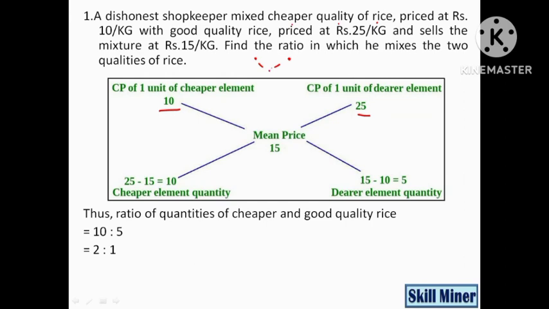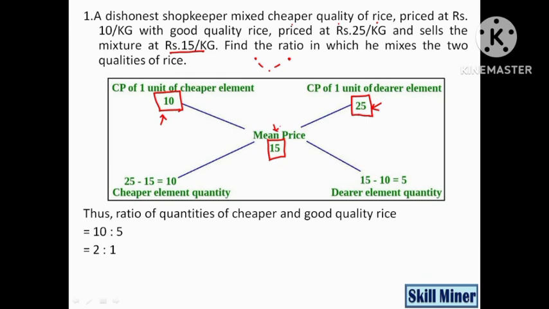Okay, see here, the cost of cheaper quality rice is given at the top left corner. The cost of good quality rice is given at the top right corner. And he is selling it for rupees 15 per kilogram. After mixing these two rice, he is selling it for rupees 15 per kilogram. That is the mean price, written in the middle.